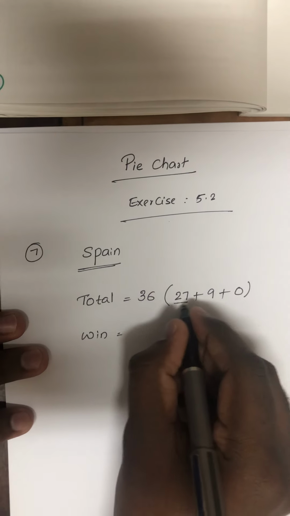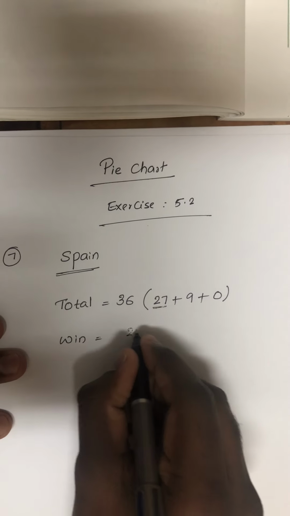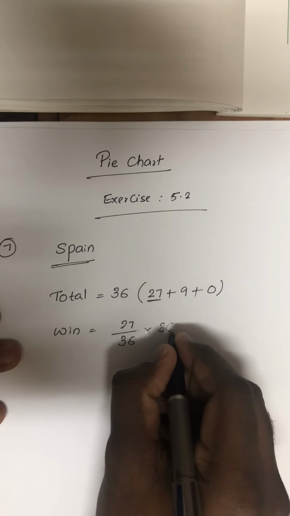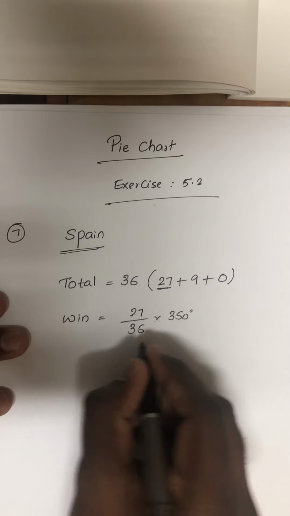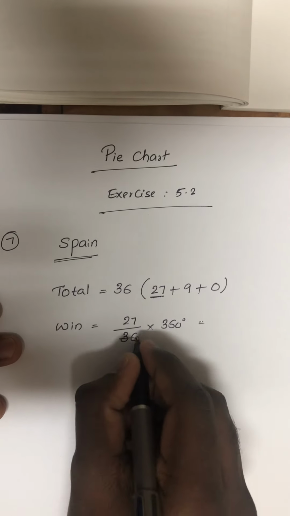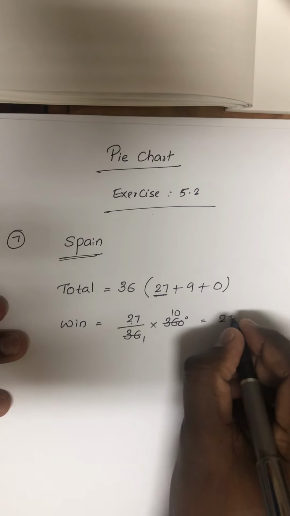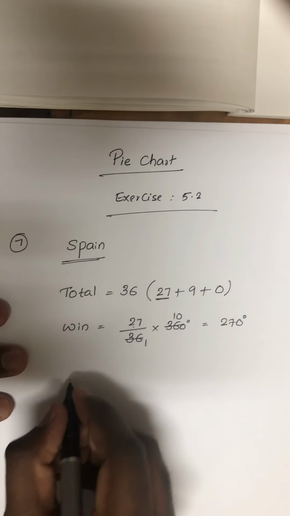Now I am going to find the degree of the win. First of all, 27 out of 36 multiplied by 360. So here 36 is in the denominator, 360 in the numerator. 36 one time, 36 ten times. 27 multiplied by 10, how much? 270 degrees.